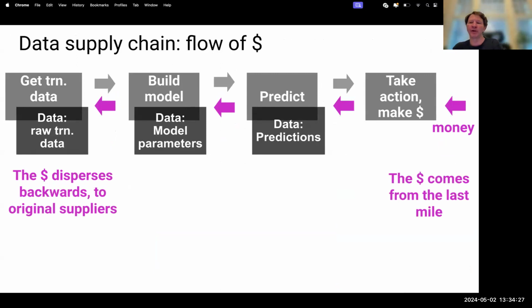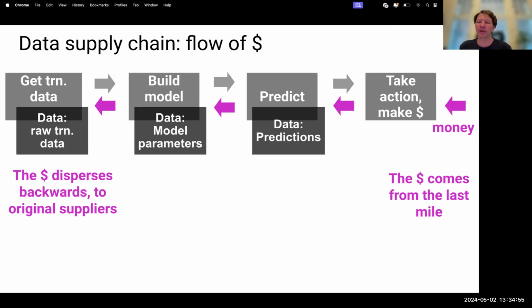On the far right, you've got to have money coming in from the last mile, right? And then that money filters down, dispersing backwards to the people making predictions, to the people building the model, to the people with the training data, right? To the original suppliers, in an ideal world. Often though, and I'll get into this, the training data itself is often free. So people don't get paid there often, right? Okay, but this is the flow of money, right?